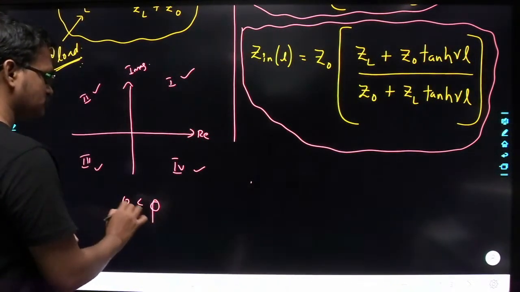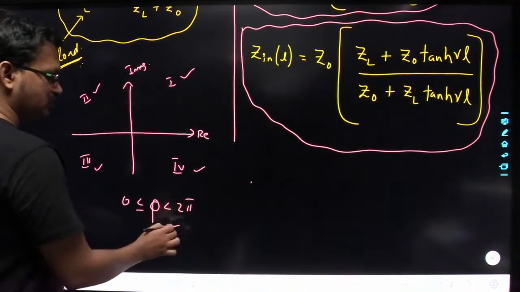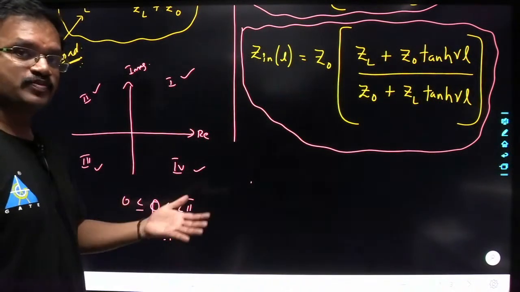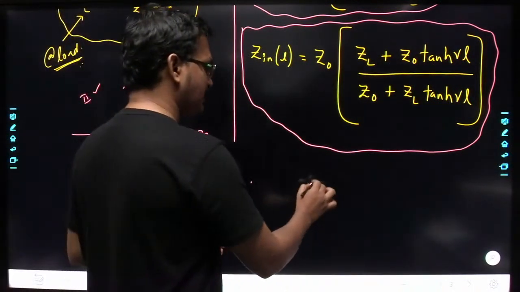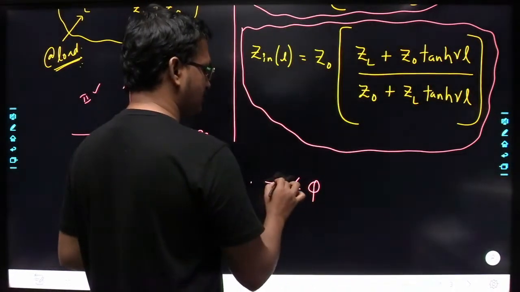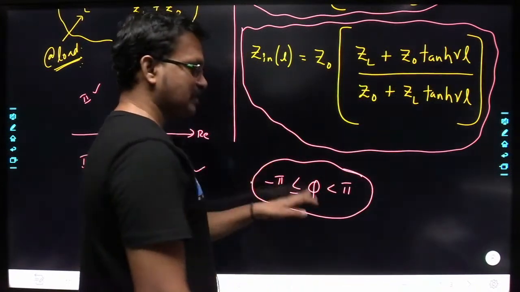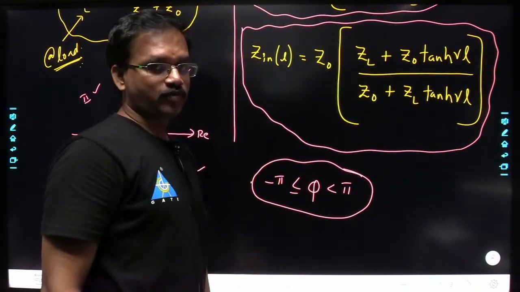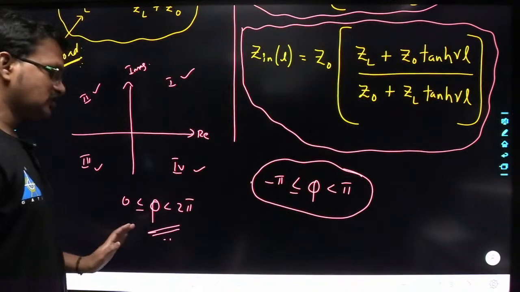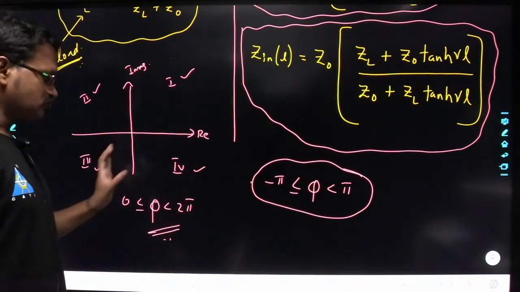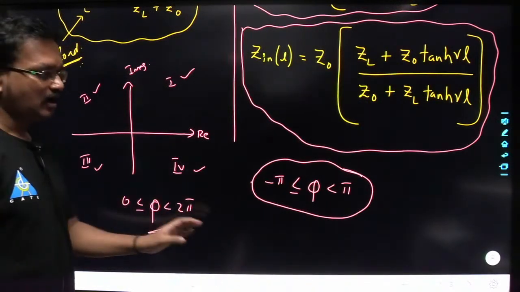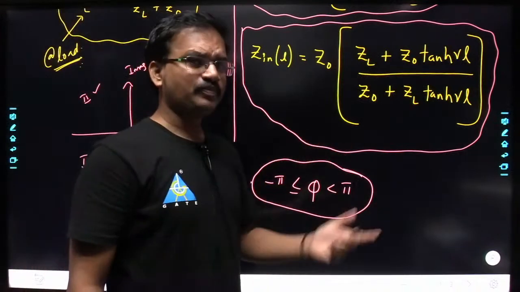We will consider from 0 to 2 pi. Whereas in case of principal argument, the angle varies from minus pi to plus pi. So here we will consider both negative angles as well as positive angles, and here we will consider only positive angles. So this we call the general argument, and this we call the principal argument.